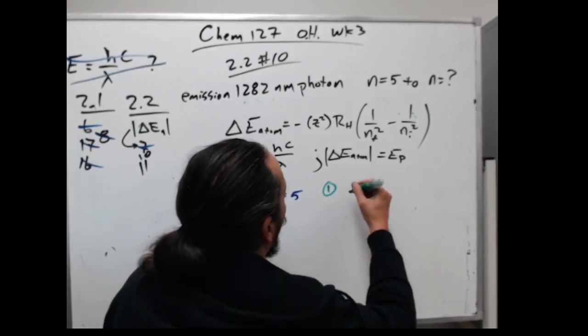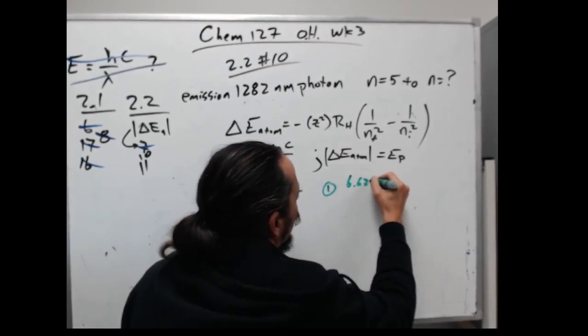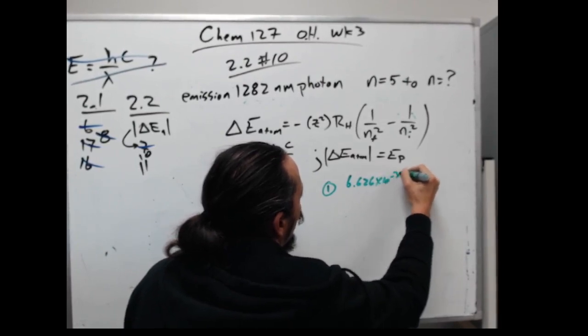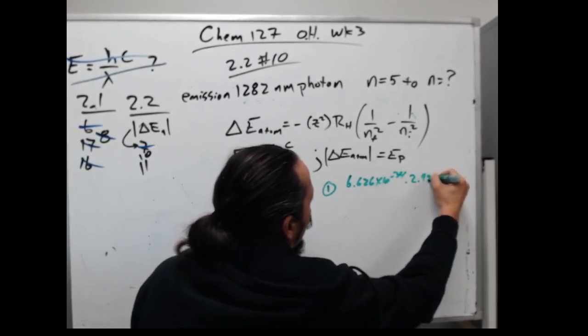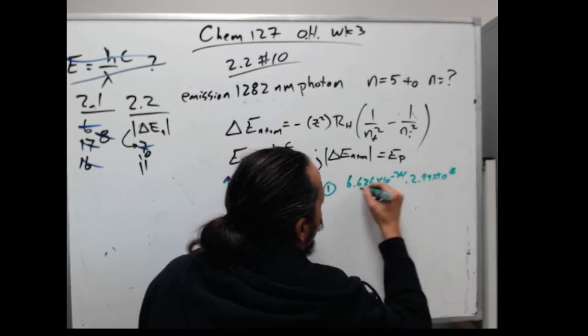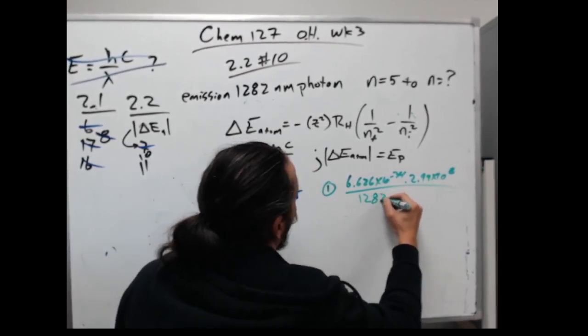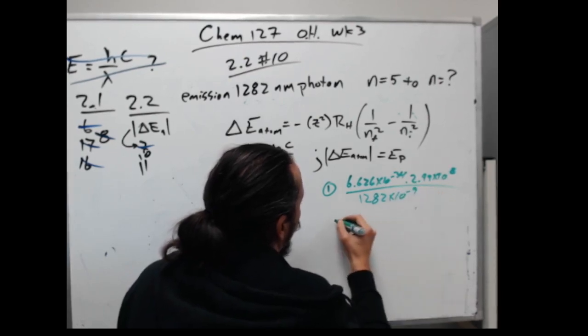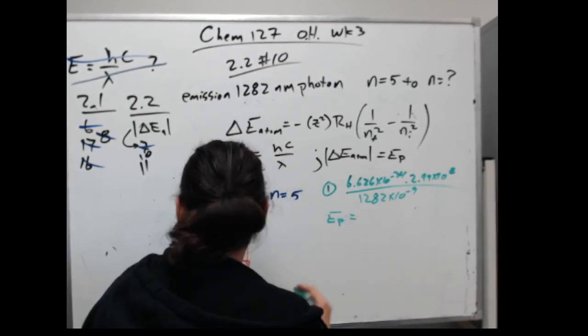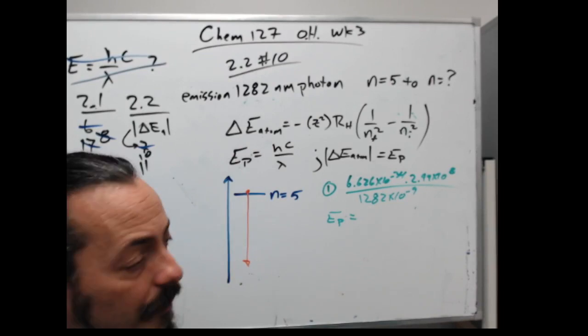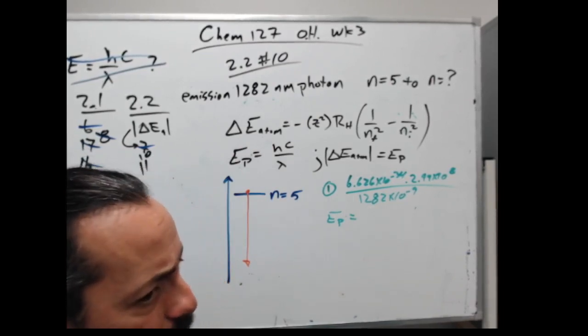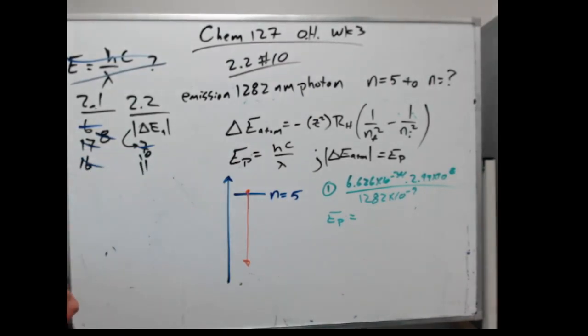So step number 1, I'm going to do 6.626 times 10 to the minus 34 times 2.99 times 10 to the 8 divided by 128 times 10 to the minus 9. My energy of the photon is equal to, I'm expecting something on the scale of 10 to the minus 19. Again, practice with your calculators. Can you get it done? I'll give you a minute, and then we'll see if you can get it done faster than me, because I know you're still writing things.